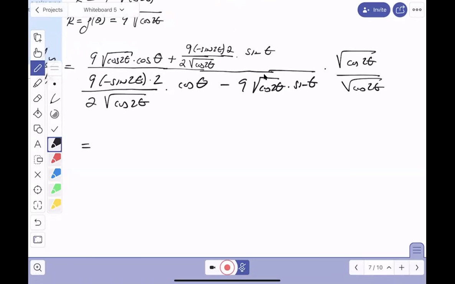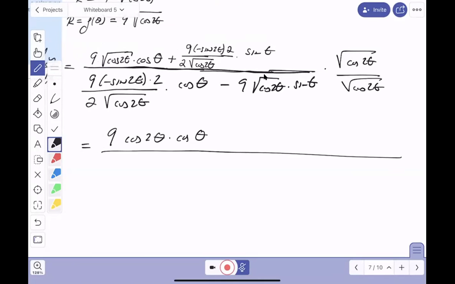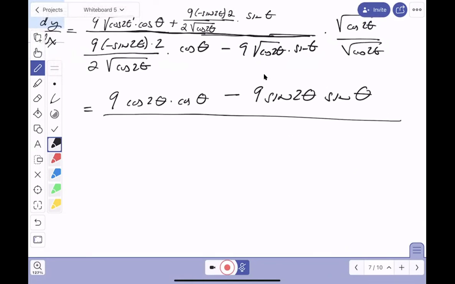And what would I get over there? Well, and again, this is the top. I would get 9 cosine 2 theta cosine theta. Wow. Minus 9 sine 2 theta sine theta. I've got to be careful. I'm going to make sure I did it right. The 2's cancel. Yeah, I think I did it right. I'll look at the key later, though. Mistakes happen.